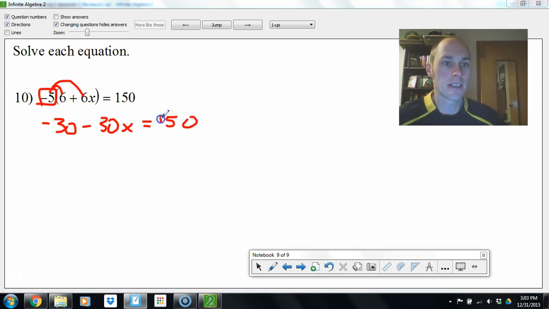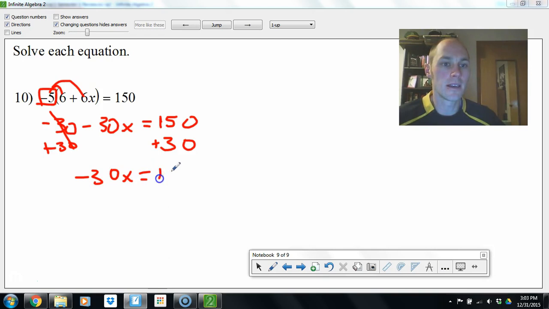So now to get x all alone, I can add 30 to both sides to get the x's alone on one side. So I have negative 30x equals 180. Multiply or divide, the answer you'll find. So we need to divide by negative 30 to get x alone. And that will leave us with x equals negative 6.